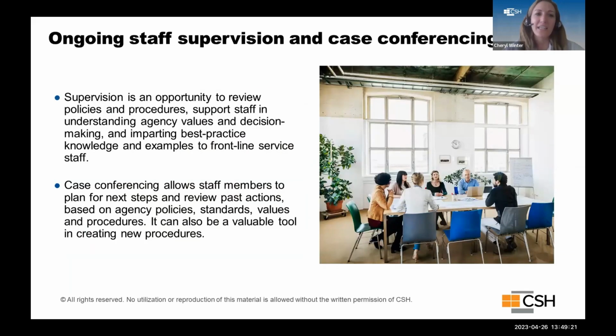Again, also thinking about staff supervision and case conferencing, this is another time to review policies and procedures, and to hear from staff if it aligns with your agency mission, their vision and values, and making sure the language in the policy is person-centered, is validating to the staff, and that you can actually talk through real-life situations. So case conferencing can be a good time to talk about policies and procedures.